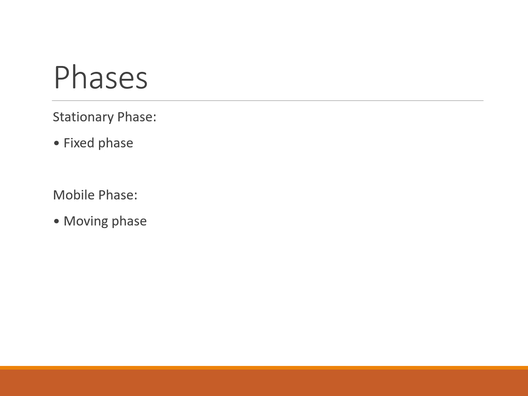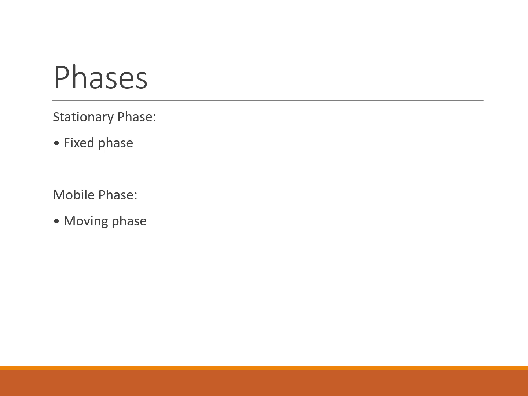There are two main phases involved in chromatography. The first is the stationary phase, which remains fixed and does not move, as the name shows. And the second phase is the mobile phase, which flows over the stationary phase and carries the sample components with it.